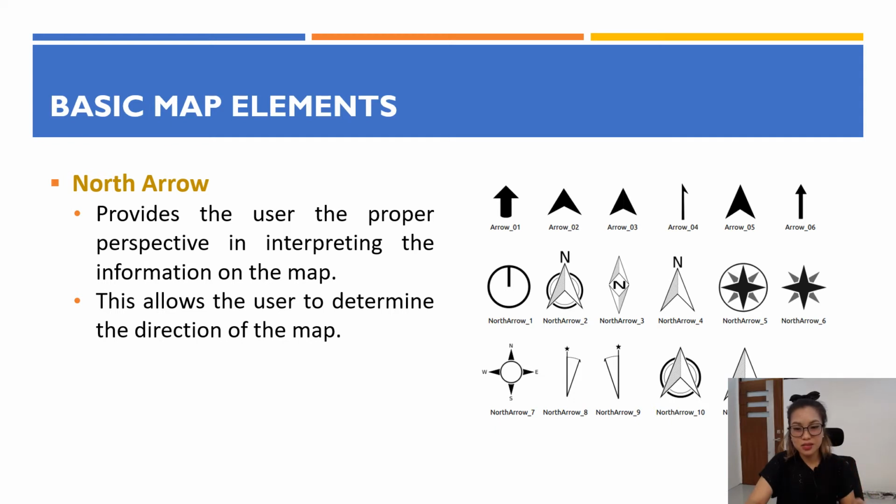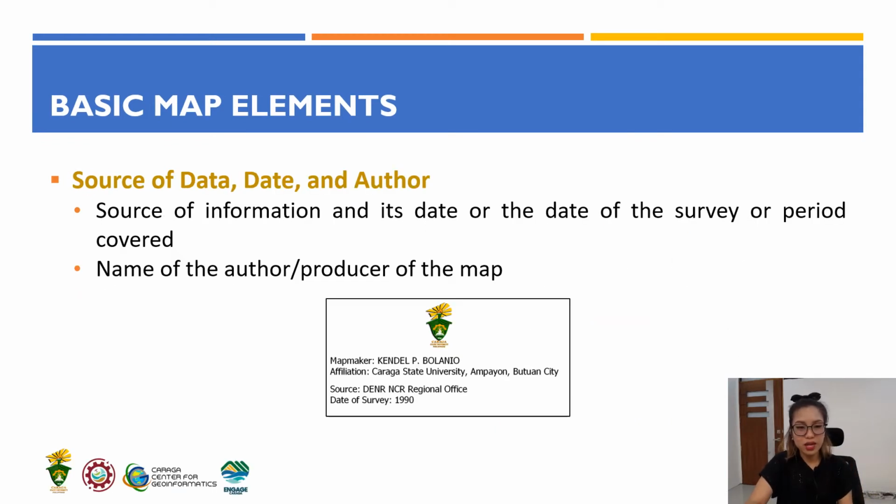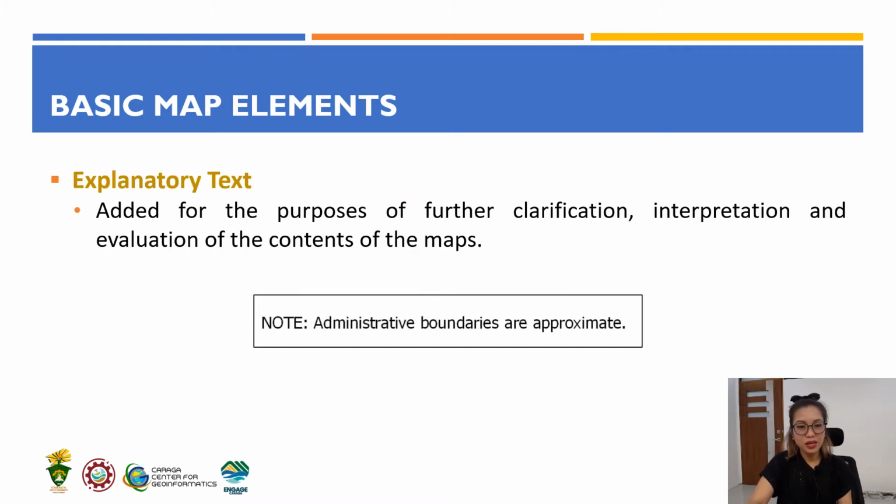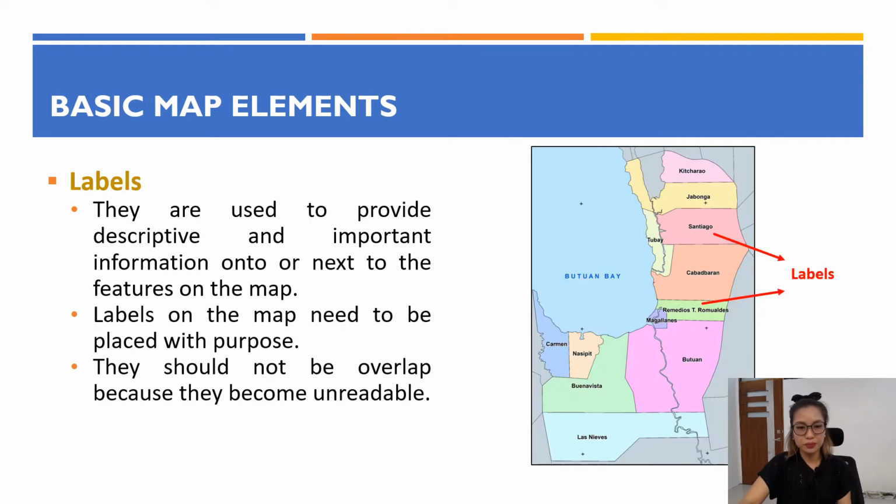And this is the north arrow. So sources of data, the date, and author. So we're going to acknowledge, and of course, ang date of the survey or period covered, because maps can be outdated. So kailangan i-quote na to ang year. Explanatory text. So natin mga sometimes the disclaimer or another or important notes that we'd like the audience to know.